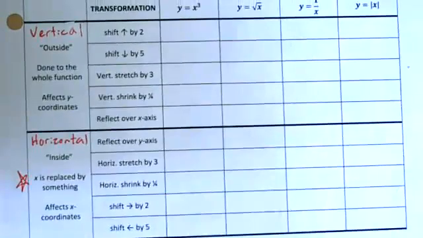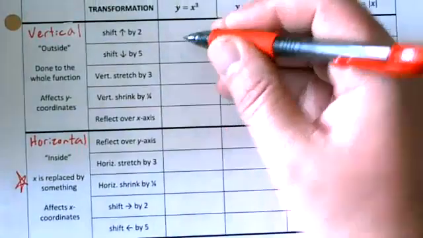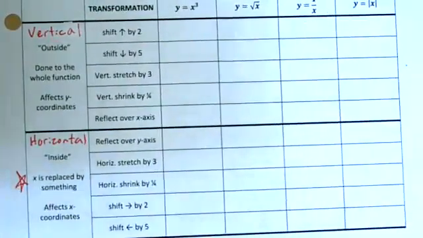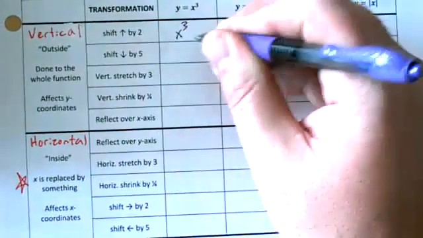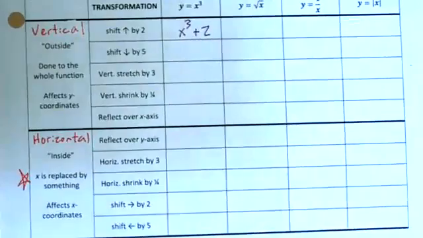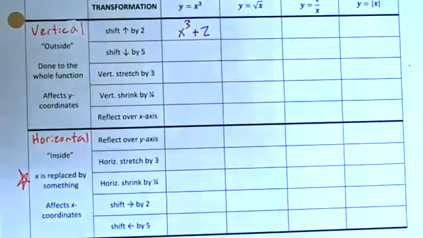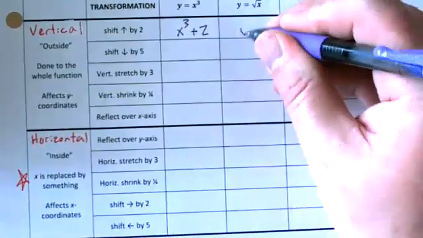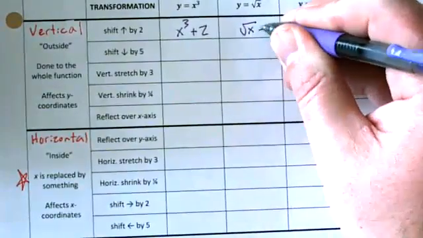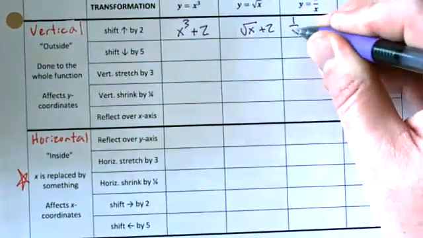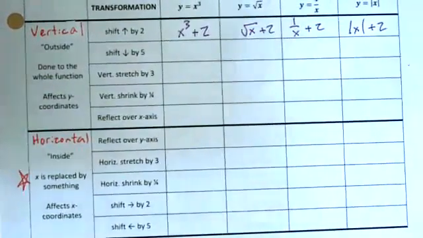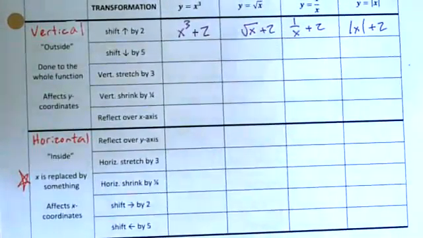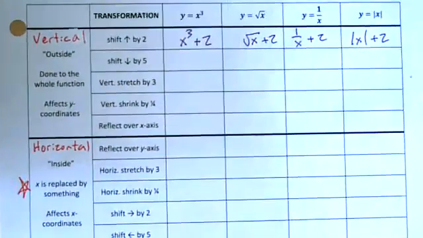So if I've got y equals x cubed, I'm just going to leave it as, I'm not going to write the y equals part. Shift up by 2. So we would be taking the whole function and adding 2 to it. Did you have x cubed plus 2 for that one? And it would be the same for all of these, right? Root x plus 2, 1 over x plus 2, absolute value of x plus 2. We're taking whatever the function is, the entire function, we're adding 2 to it.